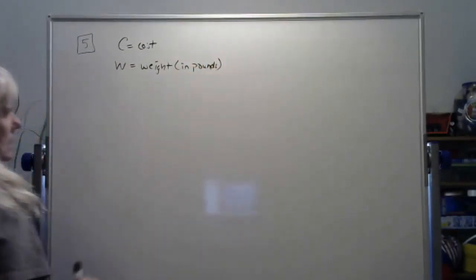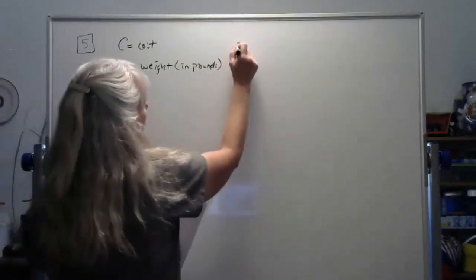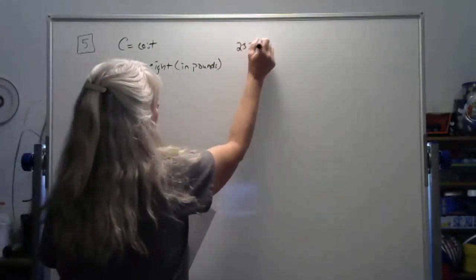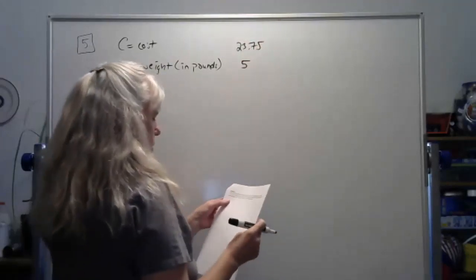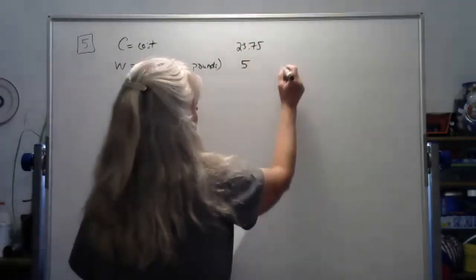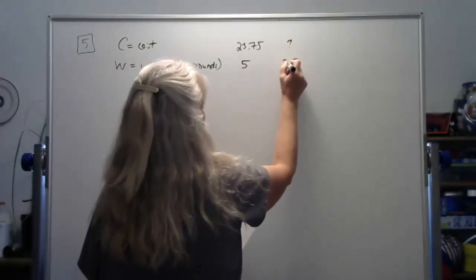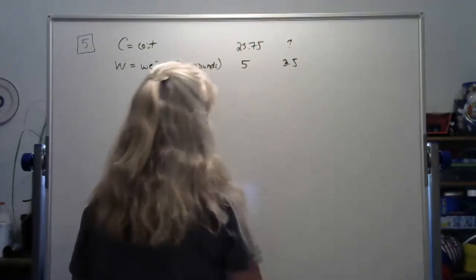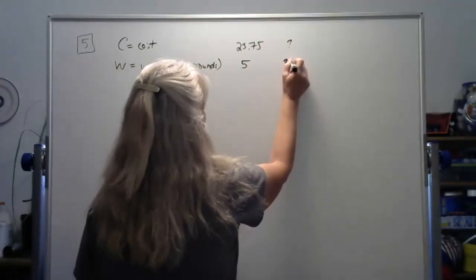Okay, I'm going to do the same thing I did last time. I'm just going to put the numbers down. They tell me the cost is $23.75 when I purchase 5 pounds of roasted almonds. So they then want me to find the cost when I purchase 3.5 pounds. So what's the cost when we purchase 3.5 pounds?